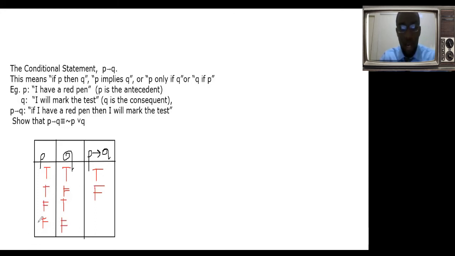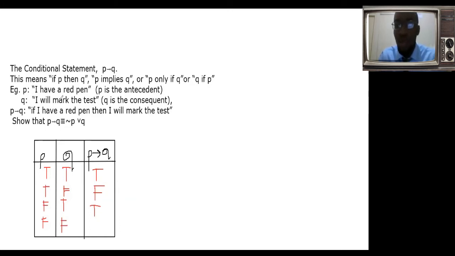Now here, I don't have a red pen, but I still mark the test. Now I did not mention that I wouldn't mark the test if I didn't have a red pen. I did not mention anything about what if I don't have a red pen, and so I did not lie. And so this statement is still true. My condition was if I have a red pen, then I mark the test. If I don't have a red pen and I still mark the test, I did not lie.